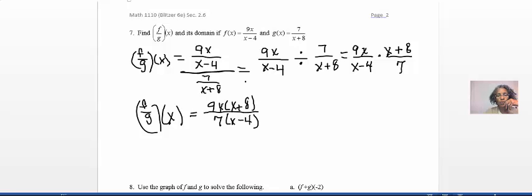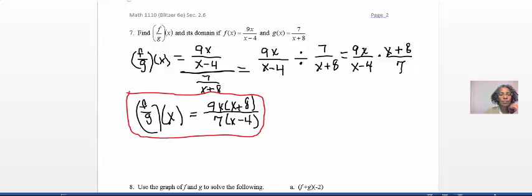But what I do have to remember, so I was asked to find this function. So here I found it, and I'll just highlight it by putting a box around it. And I need to find the domain. Now remember, there's a couple of things going on. None of these denominators can be 0. So that would mean x can't be 4, and x can't be negative 8.